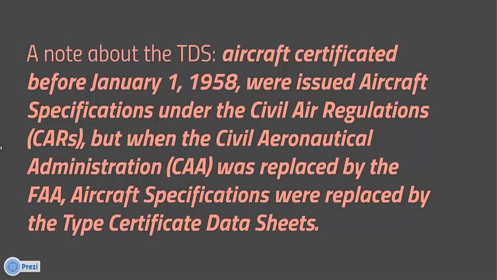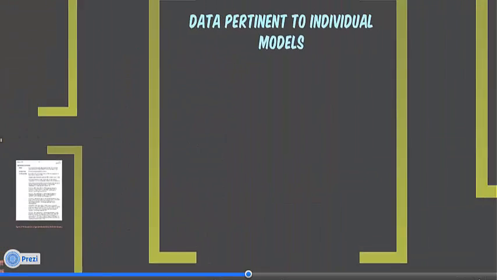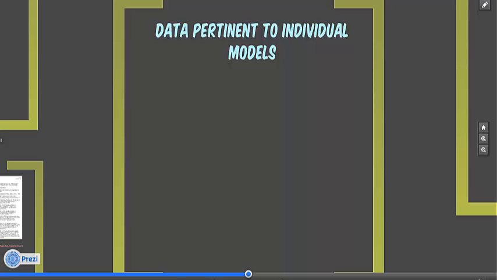A note about the TCDS: aircraft certificated before January 1, 1958 were issued aircraft specifications under the Civil Air Regulations, or CARs. But when the Civil Aeronautics Administration, or CAA, was replaced by the FAA, aircraft specifications were replaced by the Type Certificate Data Sheets. The weight and balance information on a TCDS includes the following: data pertinent to individual models. This type of information is determined in the sections pertinent to each individual model.